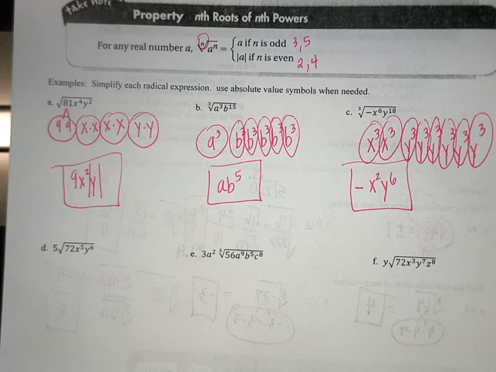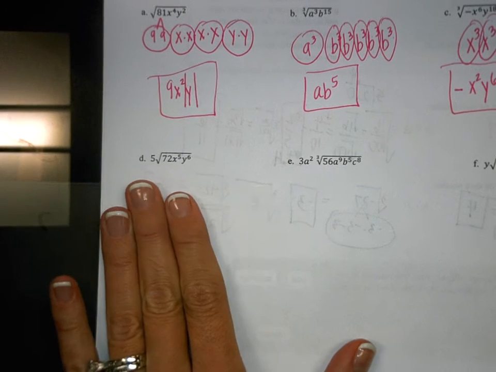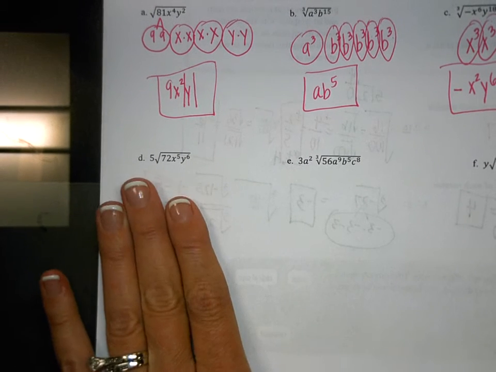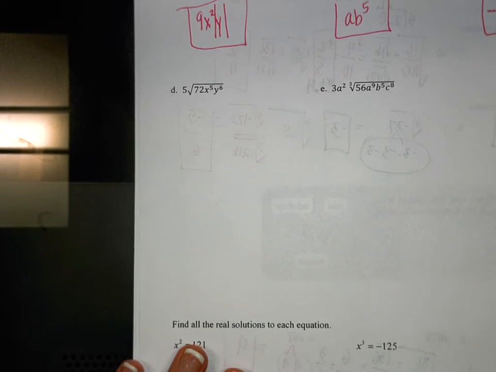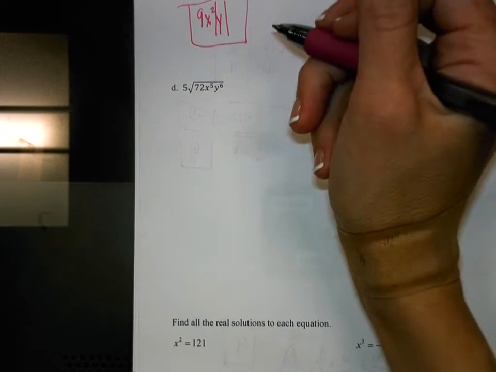Oh, gotcha. So on D, we might actually have to worry about absolute values. You don't have to be mean. Okay, so 72. What does 72 break down to? You don't have to be mean, Kyle. What 2 numbers multiply to be 72?